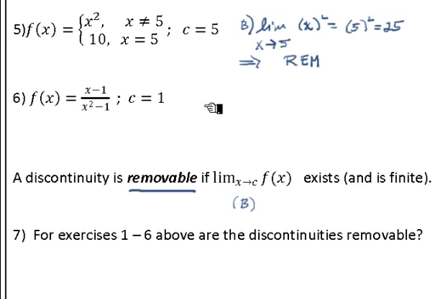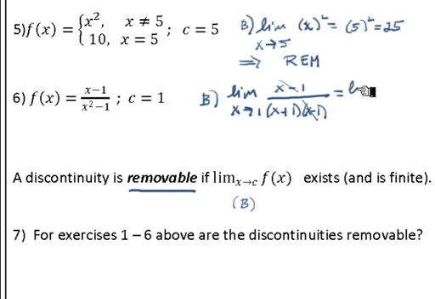And in 6, we have a similar situation. The limit exists. Both of these are discontinuous, but in both of them, the limit does exist. Here, the limit as x goes to 1, we take the limit by reducing first. Okay, so the limit is 1/2. The limit exists, so we conclude removable.